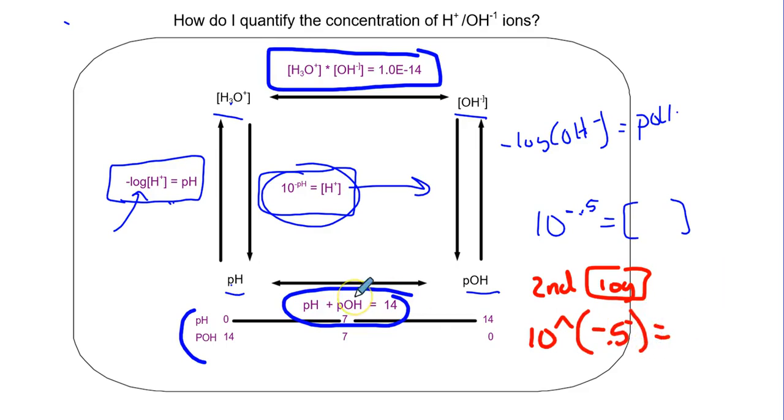And what is the answer? Go ahead, take a moment, try it out. Negative, turn on the calculator, negative. Okay, clear. So second log negative 0.5 equals. And the answer is 0.3.